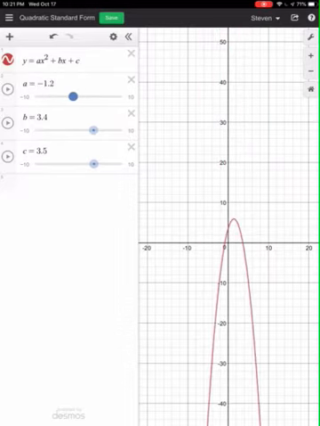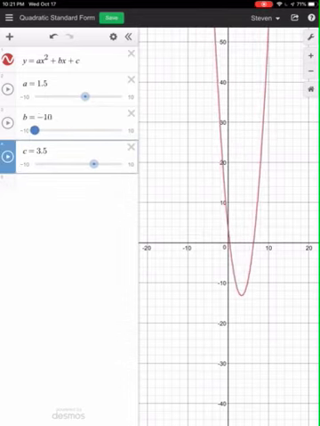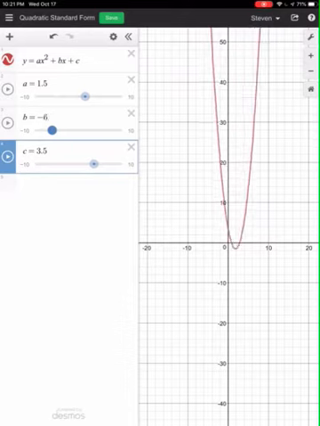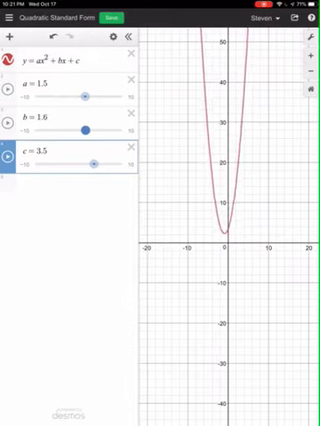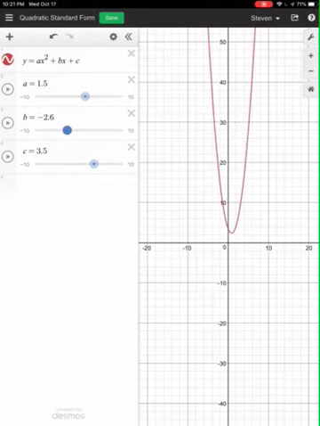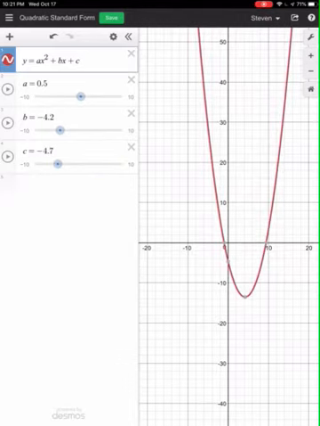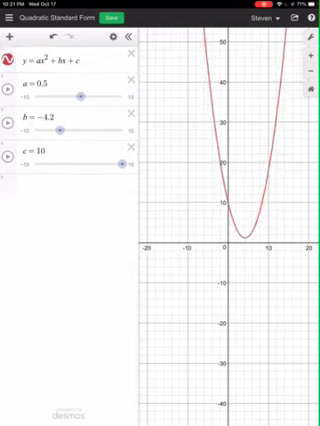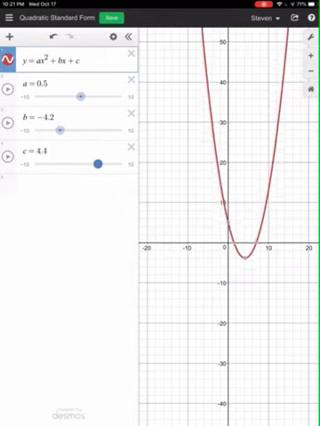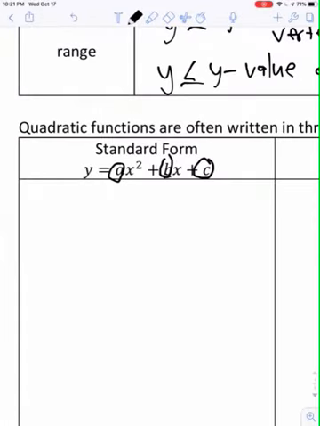So it's changing the stretchiness of it. And then b is kind of moving it all over the place. So b has a predictable effect, but it's not one that we use often because there are better ways to write it, but it does move the vertex around. And then c is going to just move the graph up and down. So notice the y-intercept is always exactly equal to the value of c, right? So let's go ahead and record that. So a is going to change the width.